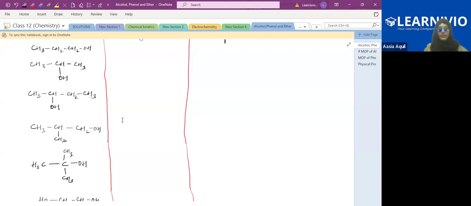Ma'am, what should we do? Should we write the name? Yeah, you just write. You have to write down the common name as well as the IUPAC name. Okay.